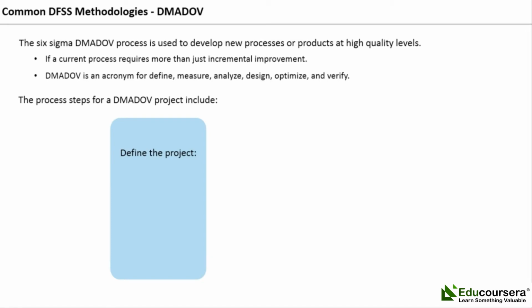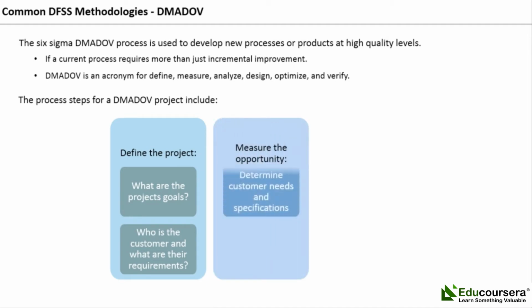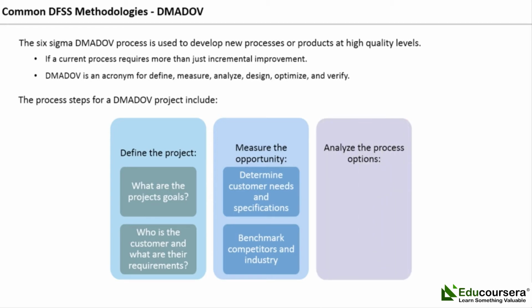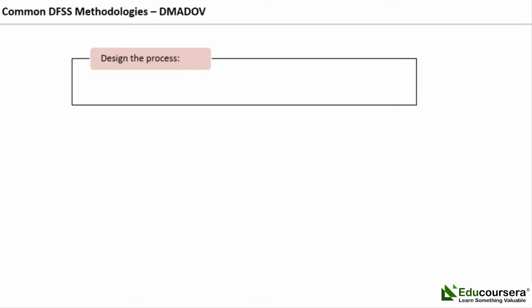Define the project. What are the project goals? Who is the customer and what are their requirements? Measure the opportunity. Determine customer needs and specifications. Benchmark competitors and industry. Analyze the process options. What option will meet the customer needs? Determine creative solutions. Design the process. Develop a detailed process. Design experiments that verify the design meets customer needs.